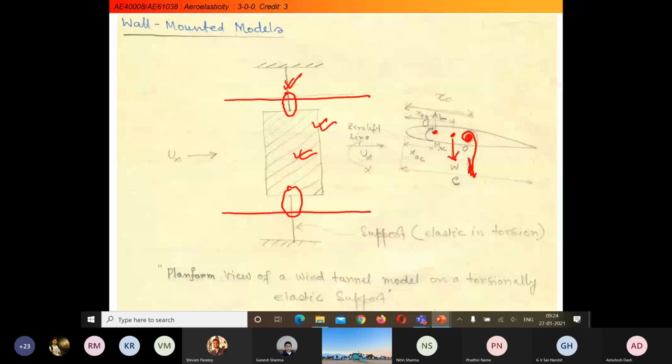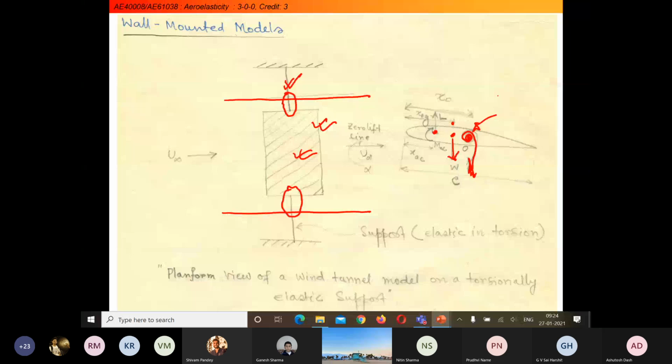We are taking certain parameters from here. From the tip of the aerofoil section, XAC is the distance to the aerodynamic center, XCG is the distance to the CG position, and then another distance, x naught, is the distance to the elastic axis, or the spring location, what we call the elastic axis.